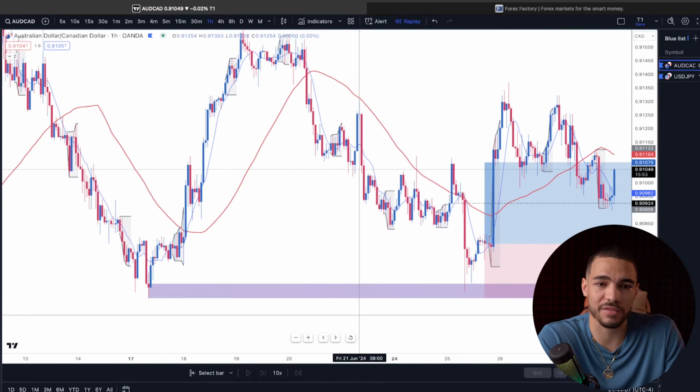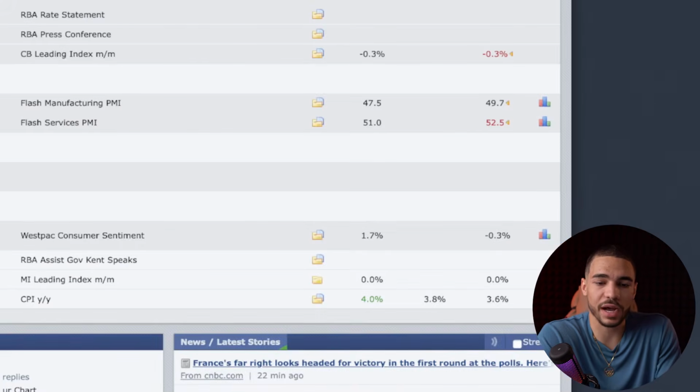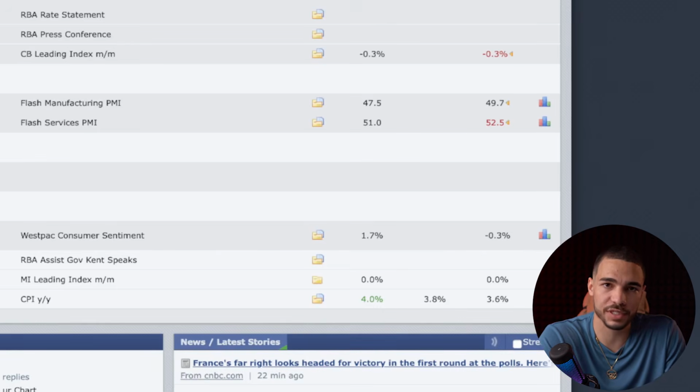So I took a look back at Forex Factory. Now on Forex Factory, I saw previous inflation was 3.6% and our forecast was supposed to be 3.8%.